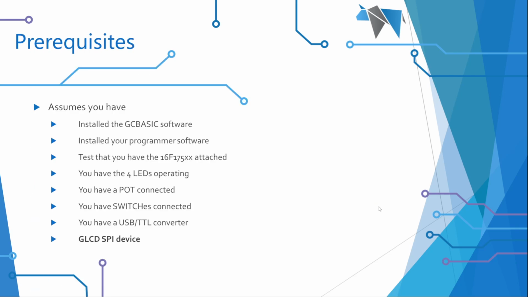So I'm assuming that you've got everything installed, your programmer works, you have a 16F175 attached. You don't need the LEDs, pots or switch this time, or the TTL, but you do need the SPI device, and I'll show you what model that is very shortly.